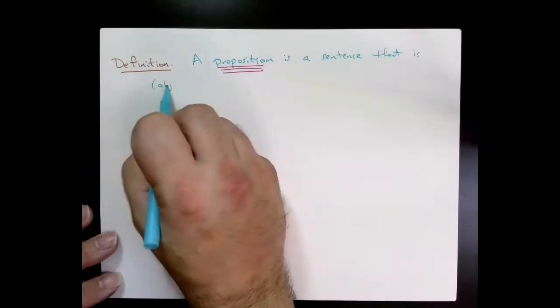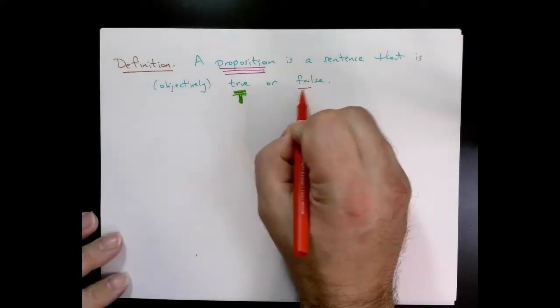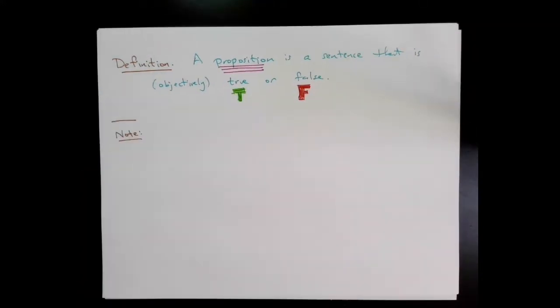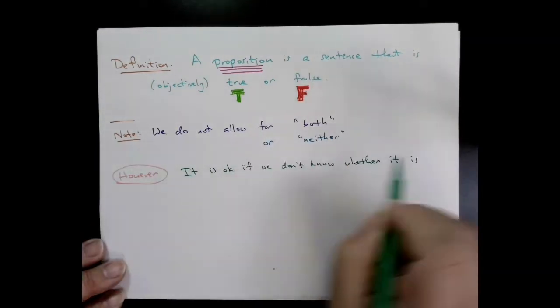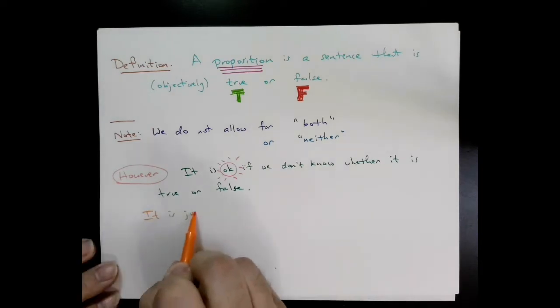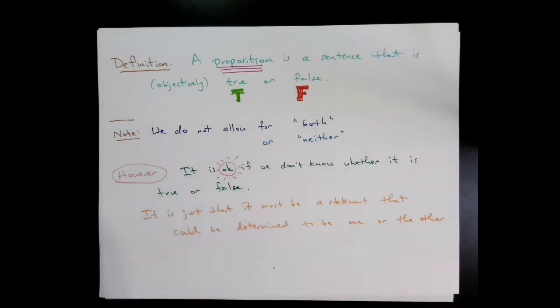A proposition is a sentence that is objectively true or false. It's important to note that a proposition is a statement that has to be either true or false. It cannot be both. It cannot be neither. One thing to note here is that it's okay if we don't know whether or not it's true or false.